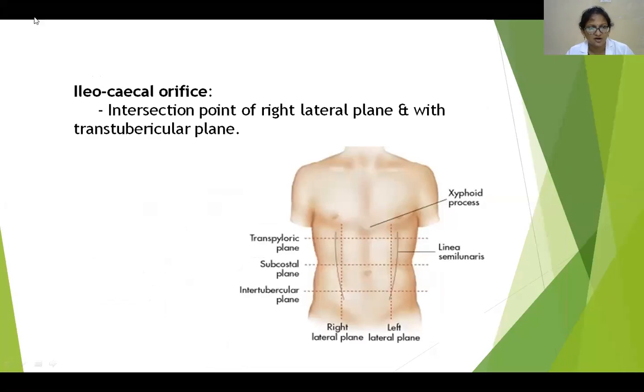Next, the ileocecal orifice. Where are you going to point out the ileocecal orifice? Okay, at the intersection point between the right lateral plane and the transtubercular plane. This point is for the ileocecal orifice. Here, this ileocecal orifice is present. This is the site where you are going to see the ileocecal orifice. Okay.